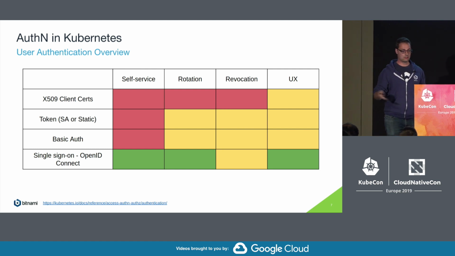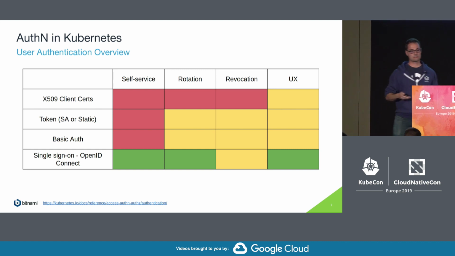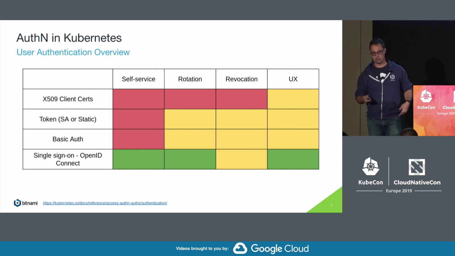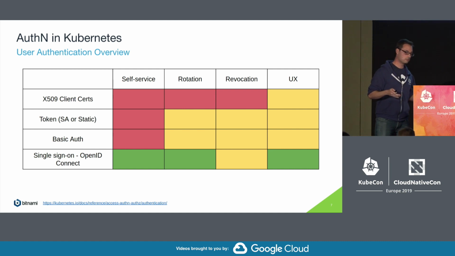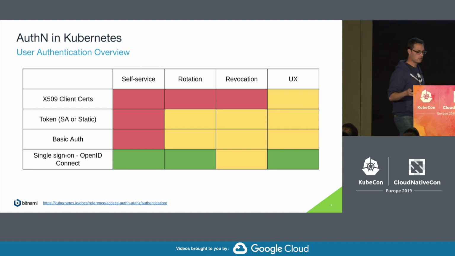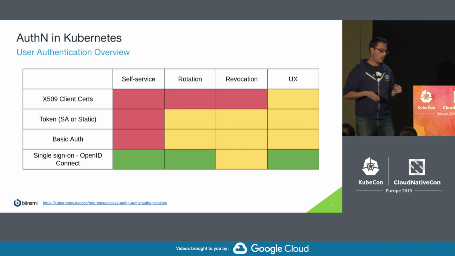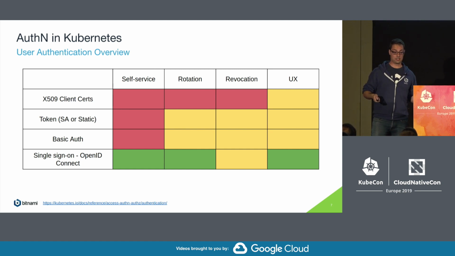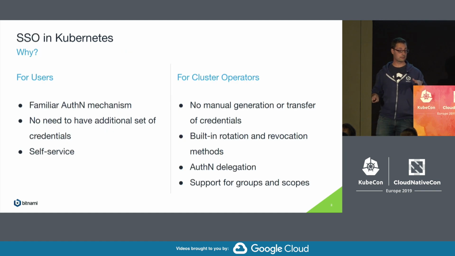Basic auth is very similar to the token, and then we got single sign-on. Once the cluster operator sets it up, you get self-service in most cases. It has built-in rotation via refresh tokens, and revocation has a caveat because the token might have a lifespan, so during that period it might be tricky. By user experience, we put it in green just because it's good for users, and it's also for cluster operators.